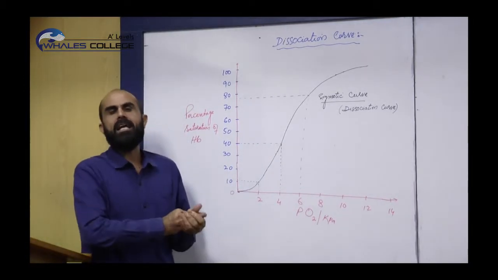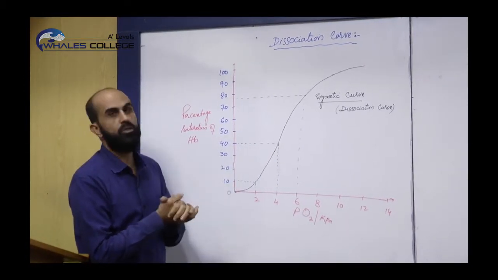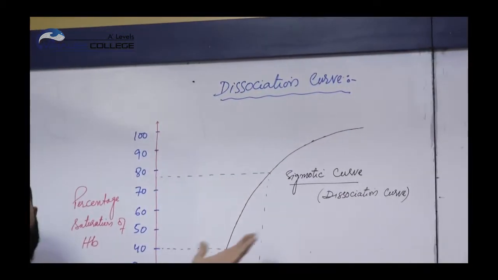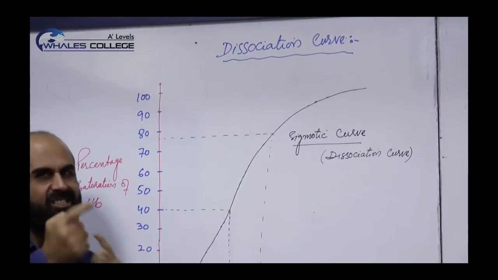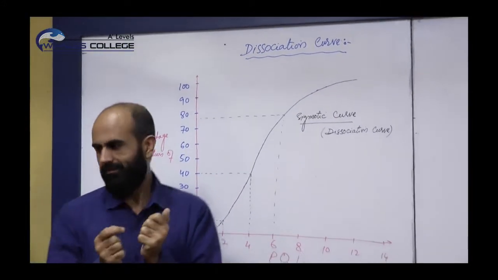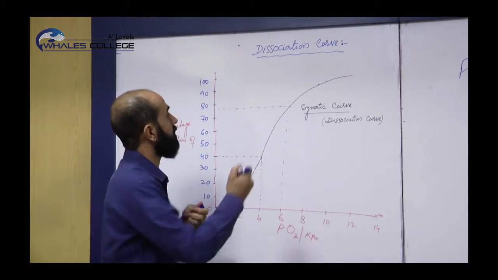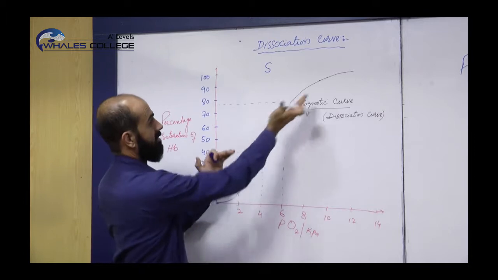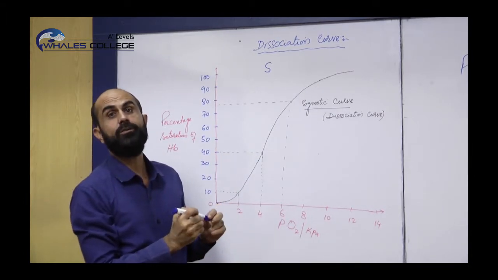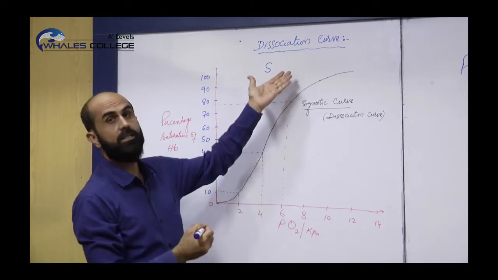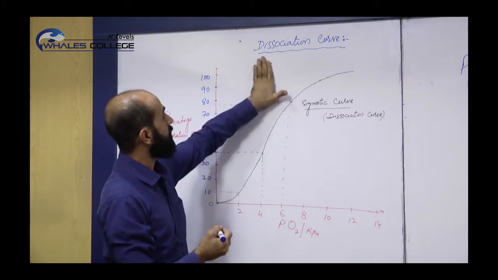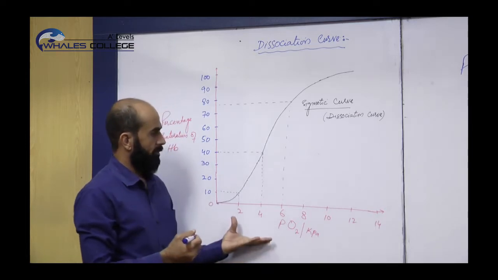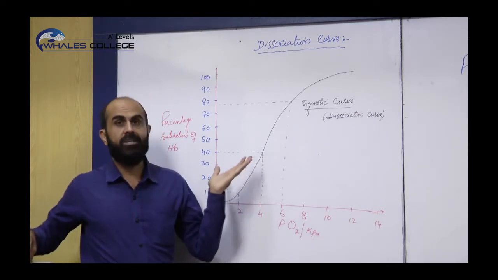So our next video is regarding the dissociation curve, which is also called the sigmoid curve or S-shaped curve. S, the letter in English, S. This curve looks like an S-shaped curve, or sometimes it is called the dissociation curve as well, and it is also known as the sigmoid curve in mathematics. So, what does this graph tell us?